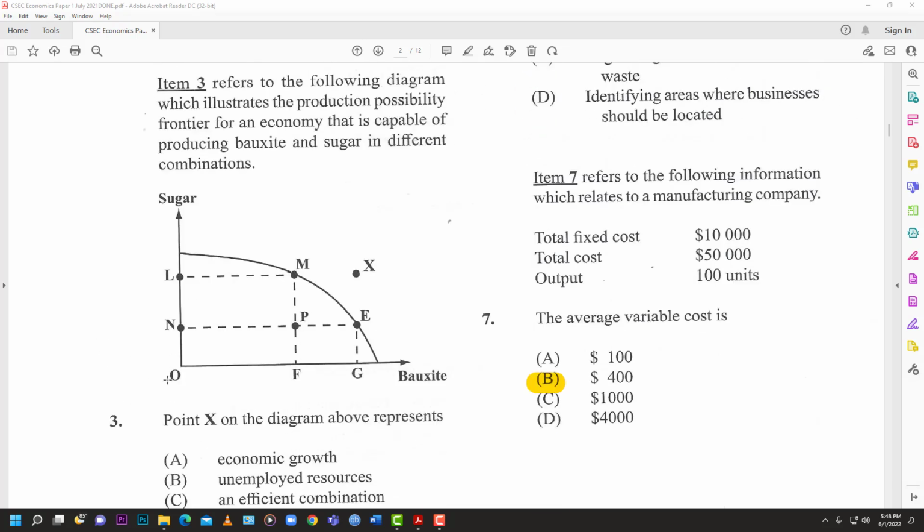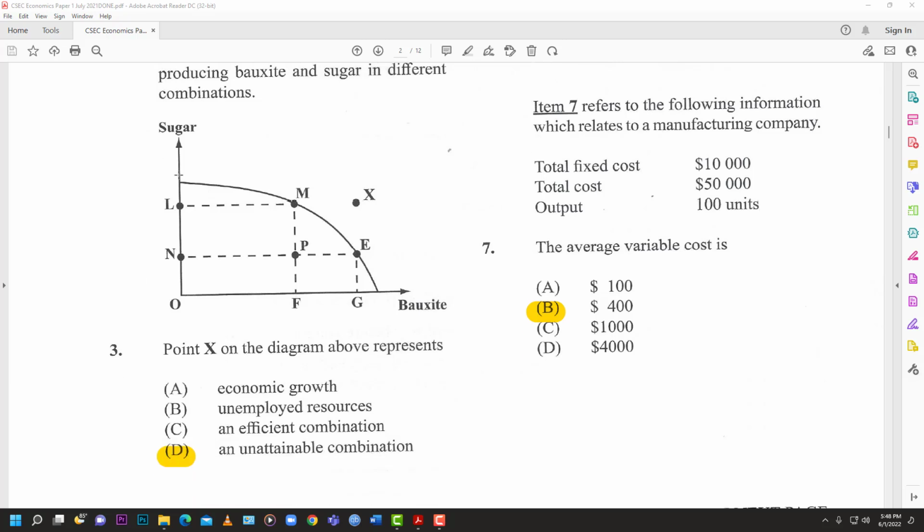Number 3 refers to the following diagram, which illustrates the production possibility frontier for an economy that is capable of producing bauxite and sugar in different combinations. And so we see all the combinations here. We have M, E, P, we have X, right? And so the question asks, point X on the diagram above represents, and the answer is D, an unattainable combination.